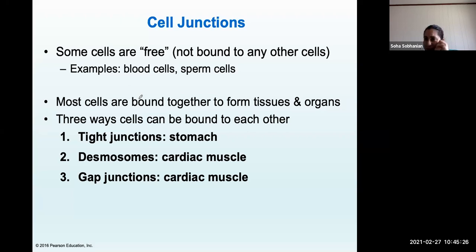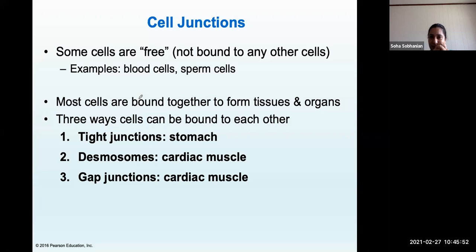What type of environment is it? It is acidic, right? Now, your stomach can handle that acidity. But can the tissue around your stomach deal with that acidity? The answer is no, correct. So how do I make sure that the acid stays in the stomach and cannot leak out of my stomach?